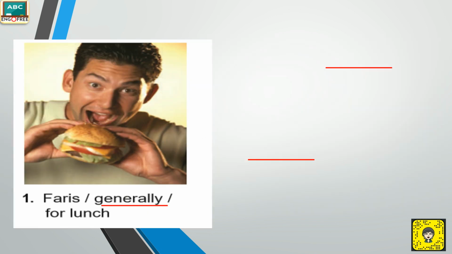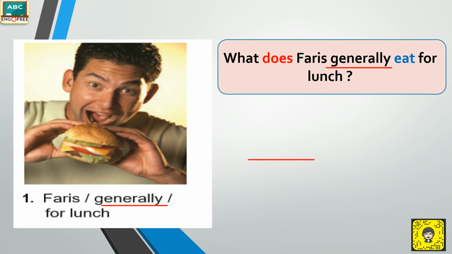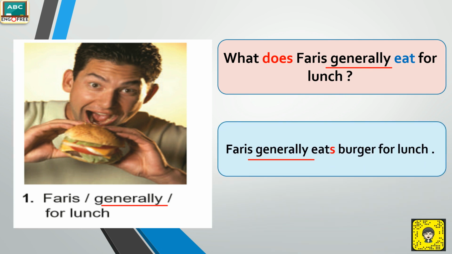Go to number 1. Faris generally for lunch. Okay. What does Faris generally eat for lunch? Notice does, we put does because Faris is singular. The answer, Faris generally eats burger for lunch. We put S because Faris is singular. We can use the word generally in all the sentences or change it to a word similar in meaning. But let's use the same word in the guide.